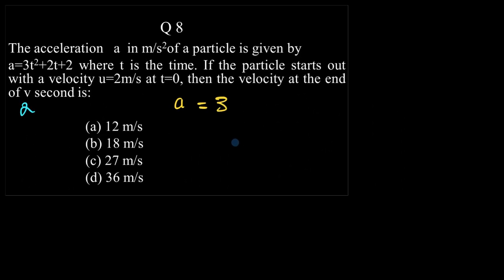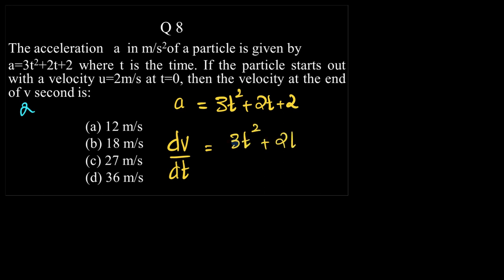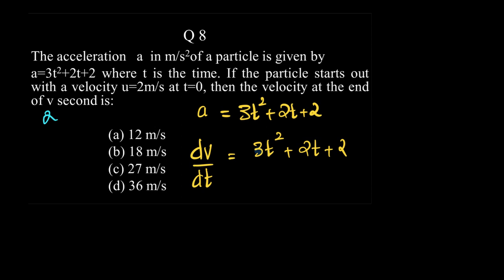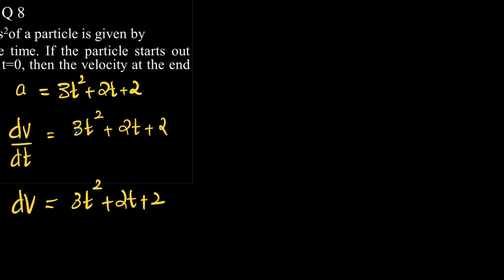So a is given as 3t² + 2t + 2, right? Now, what is a? a is dv/dt. So, dv/dt = 3t² + 2t + 2. In which case, what is dv equal to? dv = (3t² + 2t + 2) dt. Okay, so now let me just write this part down once again. So, what is dv equal to? dv = (3t² + 2t + 2) times dt.